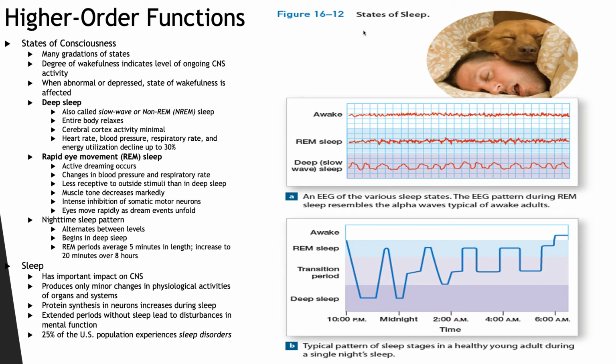The significance of sleep must lie in its impact on the CNS, but the physiological or biochemical basis remains to be determined. We do know that protein synthesis in neurons increases during sleep. Extended periods without sleep lead to a variety of disturbances in mental function. Roughly 25% of the U.S. population experiences some form of sleep disorder. Examples include abnormal patterns or durations of REM sleep or unusual behaviors during sleep, such as sleepwalking. In some cases, these problems affect the individual's conscious activities. Slowed reaction times, irritability, and behavioral changes may be a result. Memory loss has also been linked to sleep disorders.